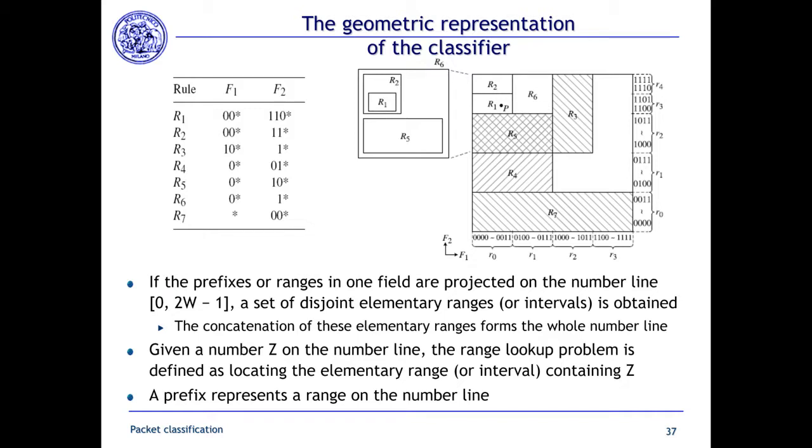And the good thing is that you can perform the identification of the segments that correspond to the received packet one dimension at a time. You can do the first identification on this axis and you will find R3. Then you can do it on this axis, you will find R0, and then you combine the results. So the classification problem, which is d-dimensional, translates into d one-dimensional classification problems.